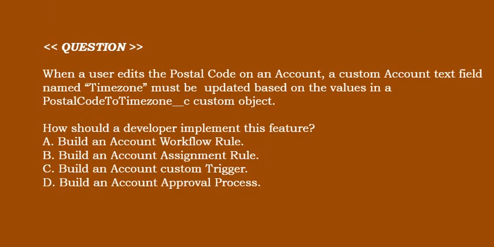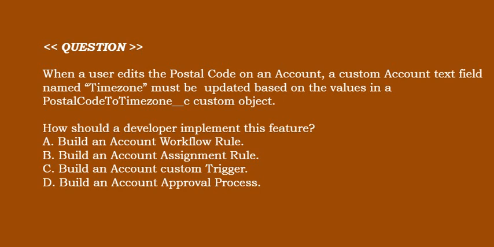Correct answer is option C. Next question is when a user edits the postal code on an account, a custom account text field named time zone must be updated based on the values in a postal code to time zone underscore C custom object. How should a developer implement this feature?